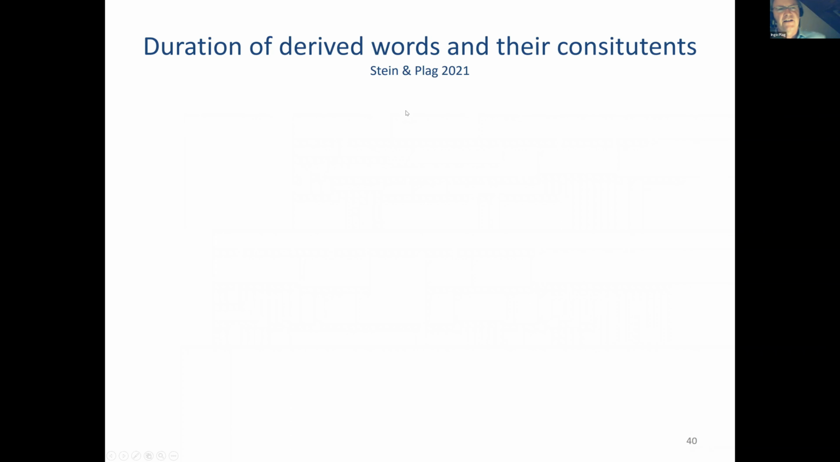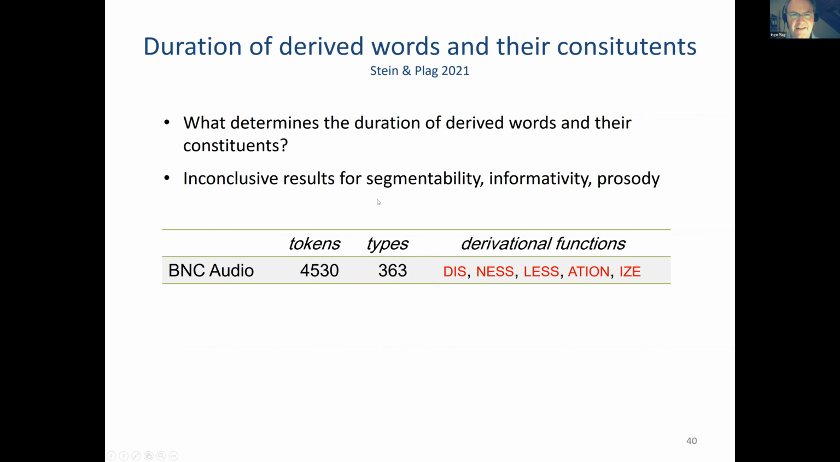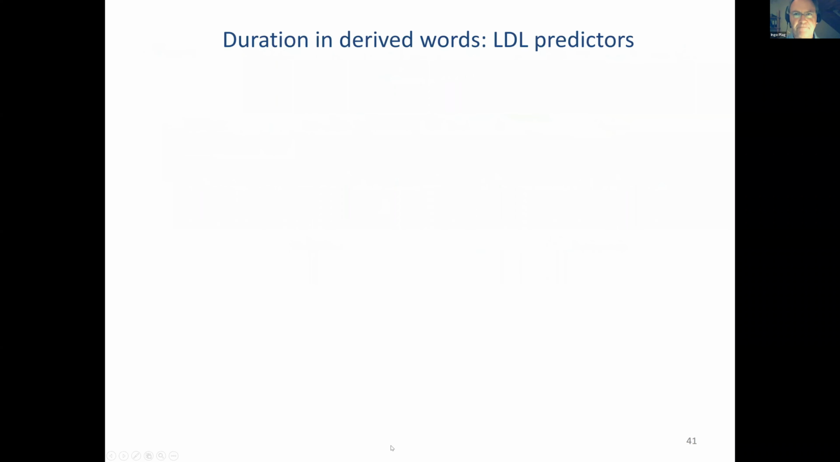Let's turn to the final study here, the duration of derived words and their constituents. What determines the duration of derived words and their constituents? There are inconclusive results for segmentability, informativity, and prosody. And here's the data set that we then use to study the linear discriminative network. We had 4,530 tokens with 363 types. And we had the prefix dis and the suffixes ness, less, ation, and ize.